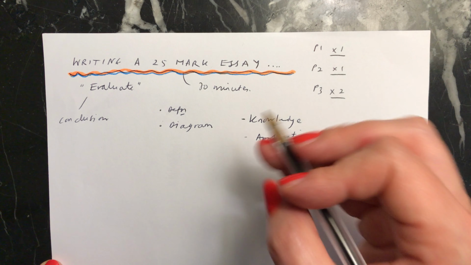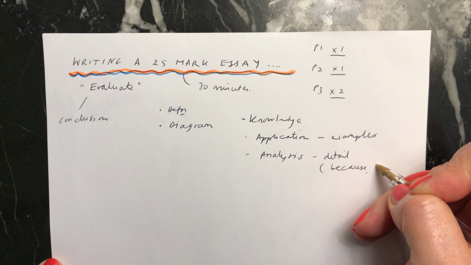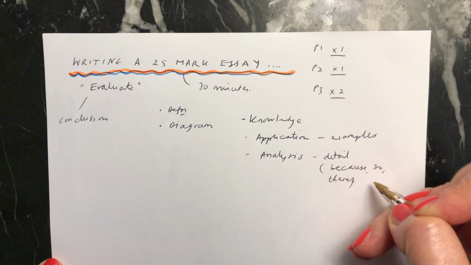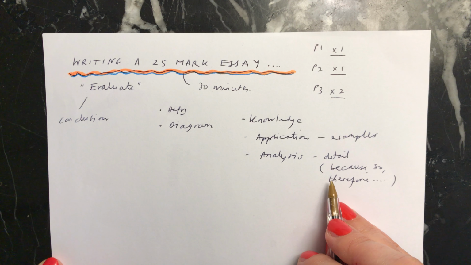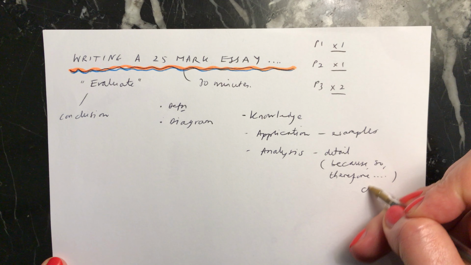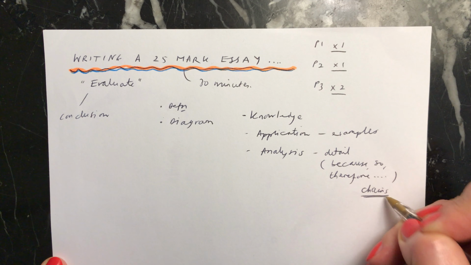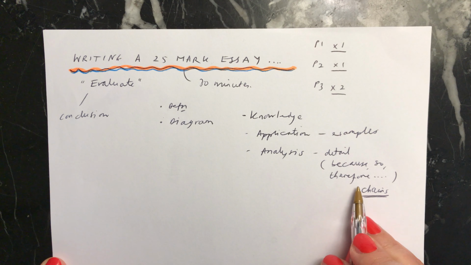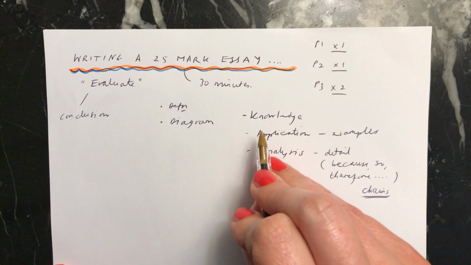As well as application, you also need to do analysis. And all that word analysis means is that you are giving detail in your writing. You're saying things like because, so, therefore, these kind of words, so that you have chains of reasoning. And you'll see when we look at the marking grid that they are marking you for these chains of reasoning. They want you to be connecting everything up and going into enough detail. So if you're somebody who's a bit brief and doesn't say very much, you won't get as many marks here for the analysis. You need to make sure that you explain yourself really well. And these three are to do with the knowledge, application, analysis.